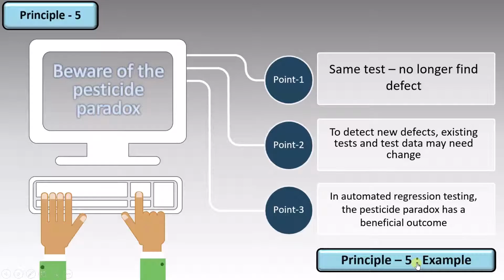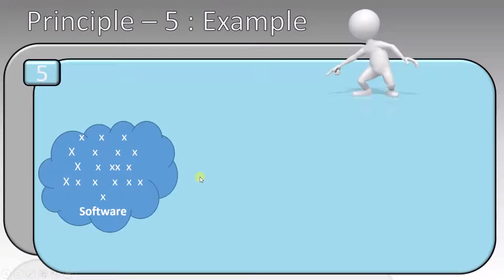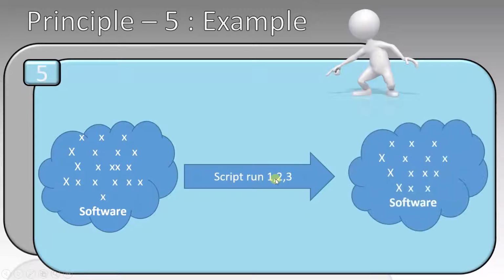So now we turn to an example to help us understand this better. Suppose there is a software with 20 defects in it. When you run your script the first time, you find 5 defects. Then the software is left with 15 defects.